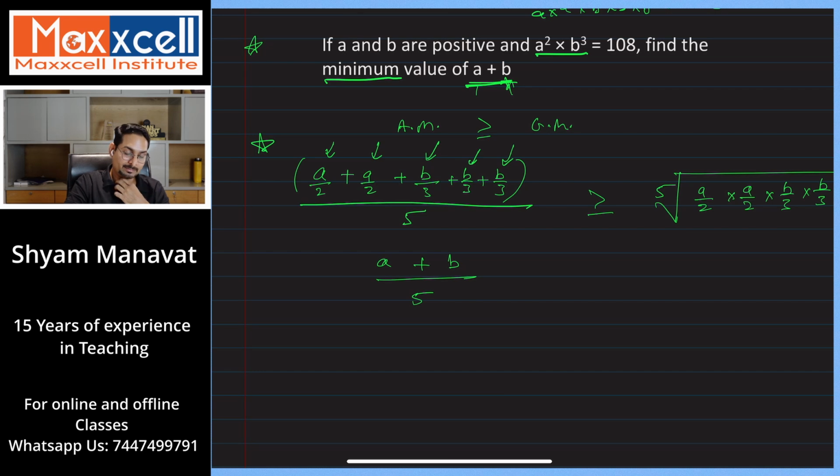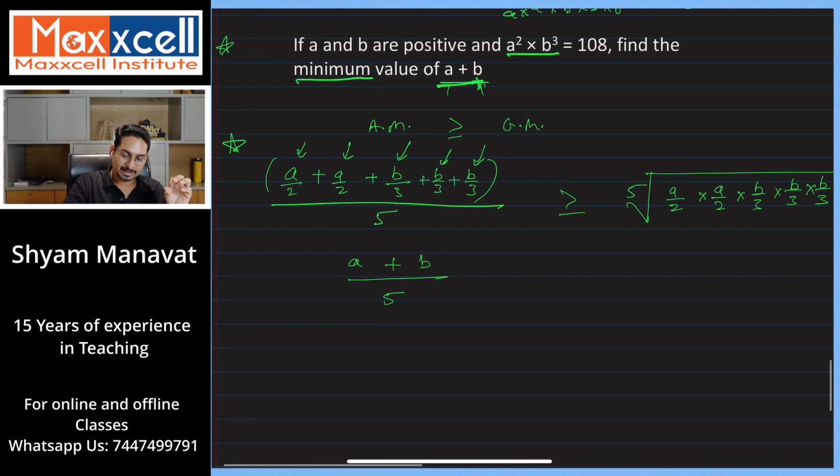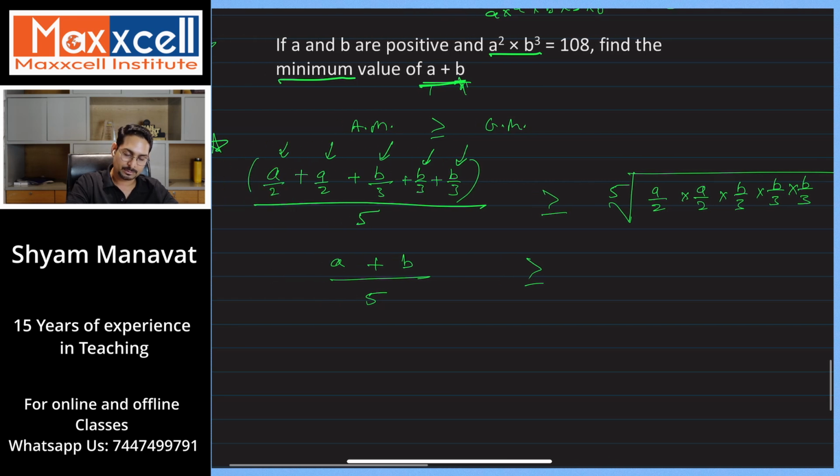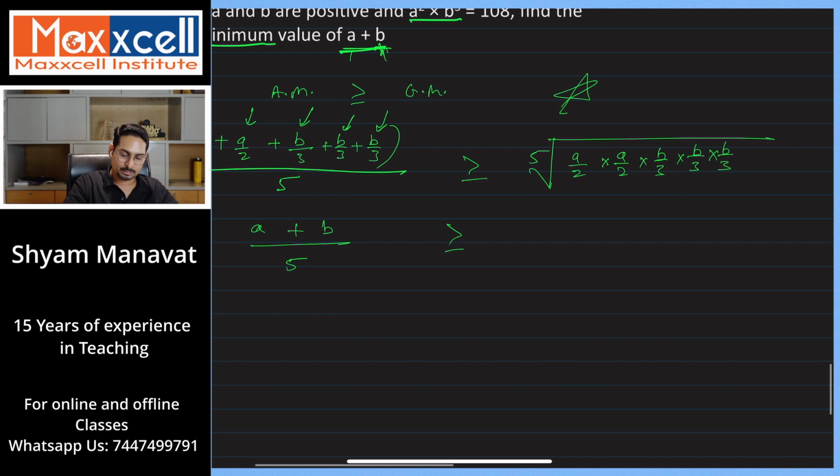So it's not arithmetic mean of A and B. अगर A और B का arithmetic mean होता तो it would have been simply A plus B by 2. It is not that. It is arithmetic mean of what? A by 2, A by 2, B by 3, B by 3, and B by 3. That's why there are 5 values, so we divided by 5. So far, so good. हाँ, ये वाला पार्ट समझ में आना चाहिए, उसके अलावा तो बाकी सब इक्वेशन सॉल्व करना है.